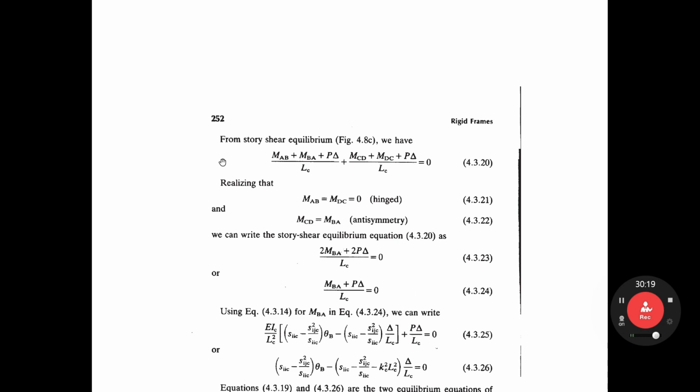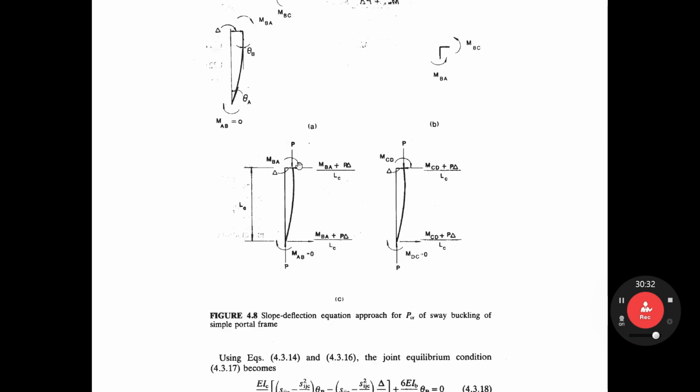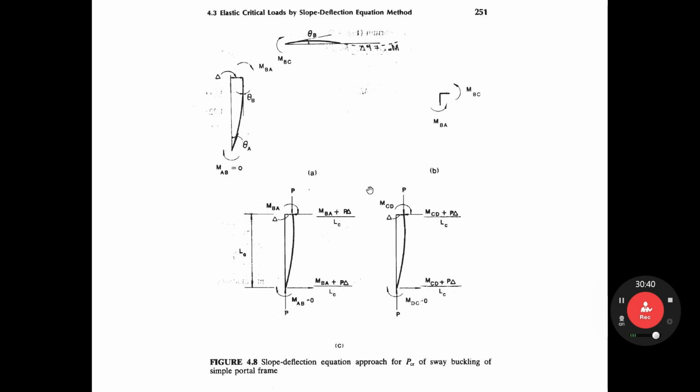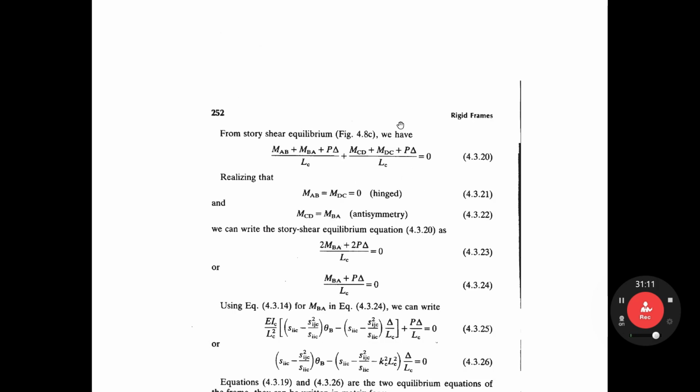Next, consider story shear equilibrium. You can consider the shear force here, and you can also consider the shear force here. It is internal shear force, right? But there is no external shear force. So the internal shear force, this one plus this one, must be 0. We call it story shear. In this story shear equilibrium, this one plus this one must be 0.